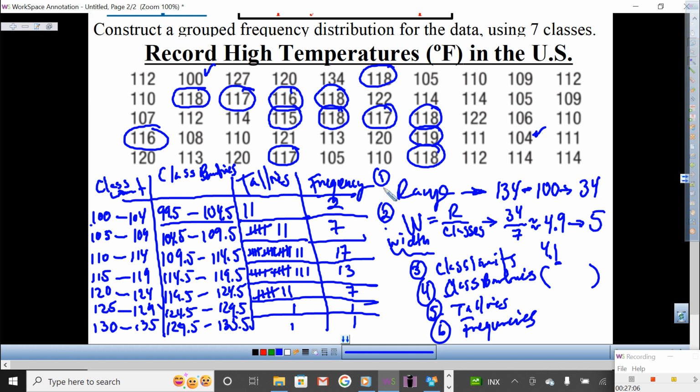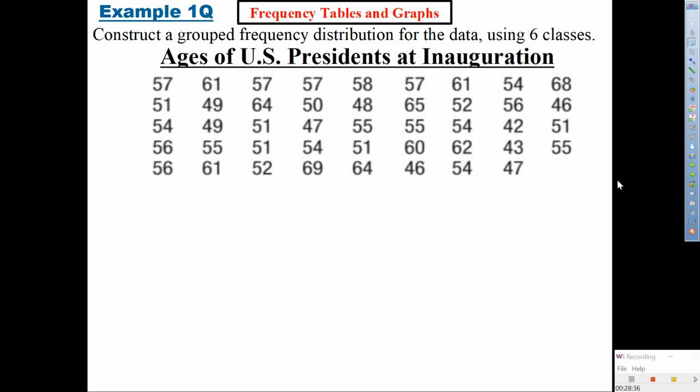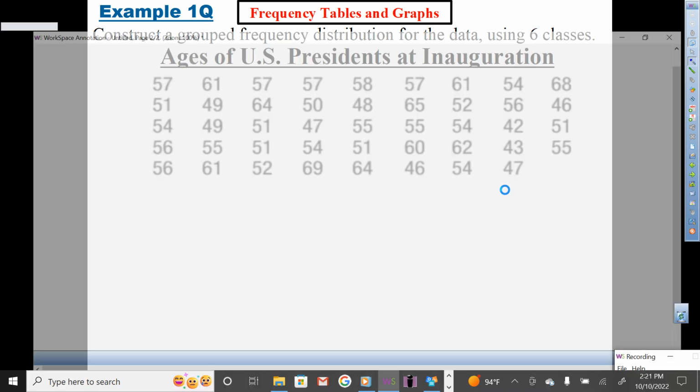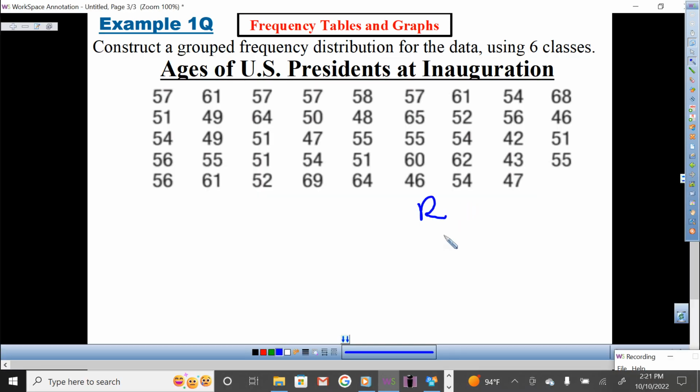All right, so your homework for tonight, you're going to be making 3 of these. I gave you some that don't have as much data and some that are actually categorical. Let's see how you do with that. So it's only 3 tables. However, look up. Example 1Q, I want you to find me the range and the width of the classes. Yes? You have to copy all that data. Okay, copy all that data.